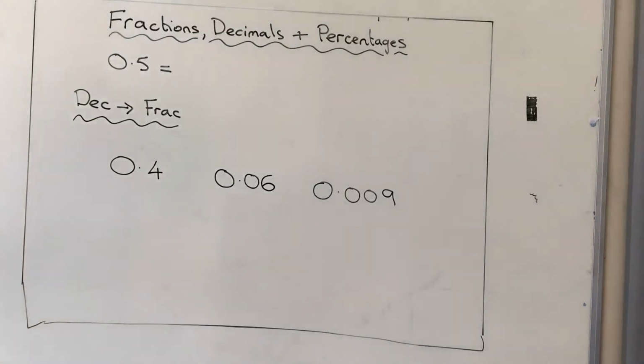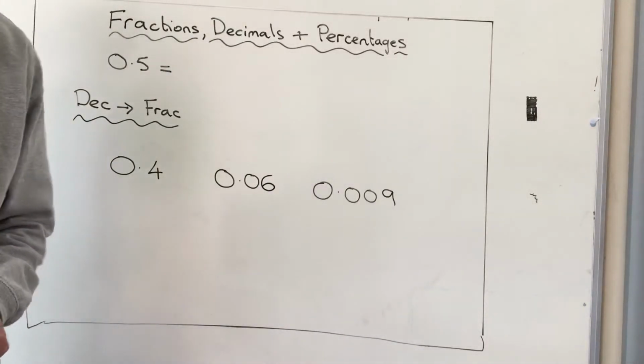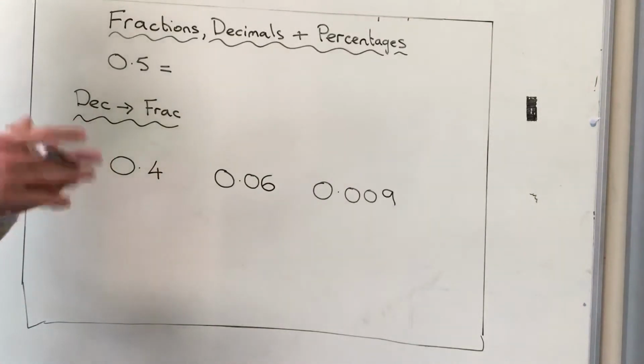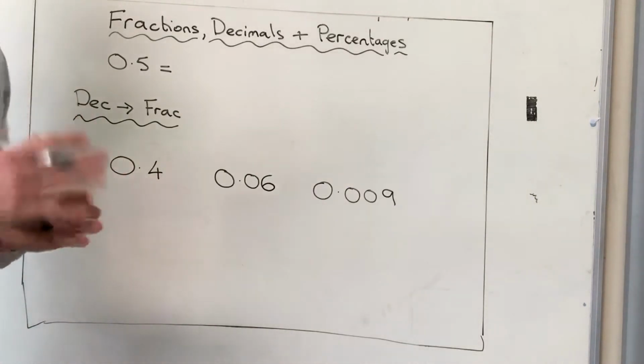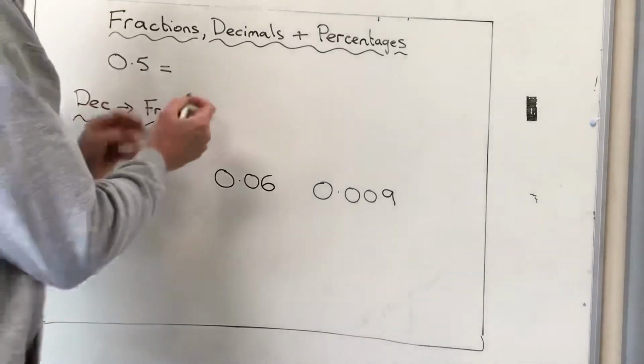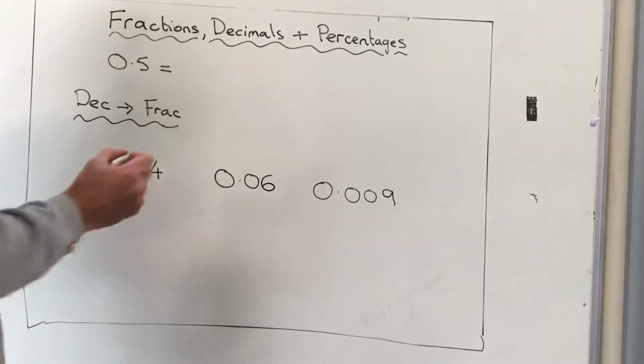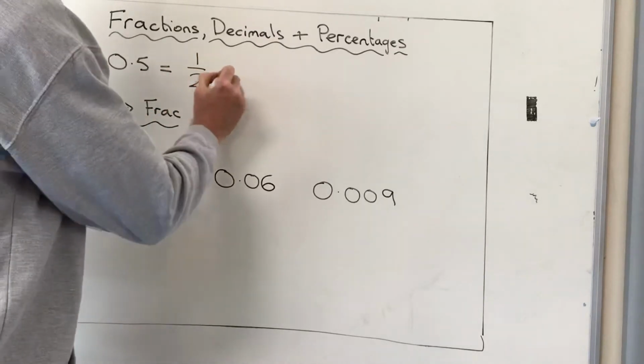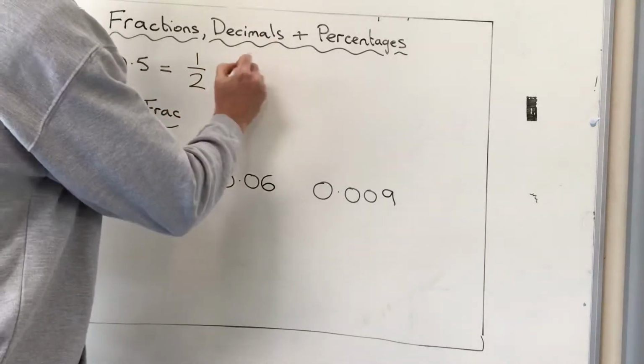Okay, morning everybody. We're now moving on to chapter 11 in our textbook, Fractions, Decimals and Percentages. We know that we can go in between a fraction, a decimal and a percentage in all different directions. So, for example, 0.5 is the decimal, the fraction equivalent is 1/2, and the percentage equivalent to that is 50%.